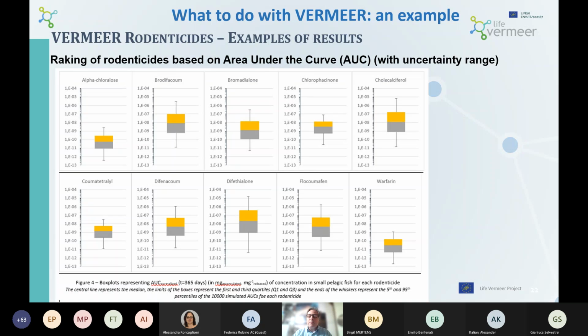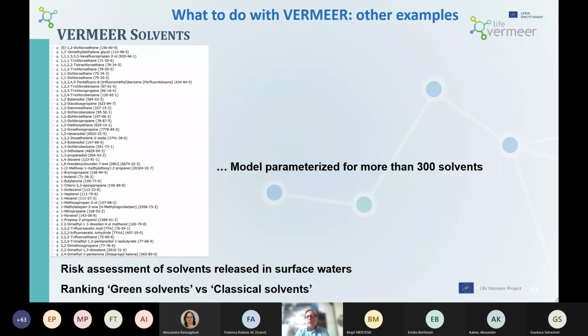So we have also prepared some predefined scenarios for solvents. The model is parameterized for more than 300 solvents, and with this tool we are now working on ranking different solvents according to different criteria regarding exposure and hazard. And we have also in our VERMEER tool a specific tool for metals released in aquatic systems.